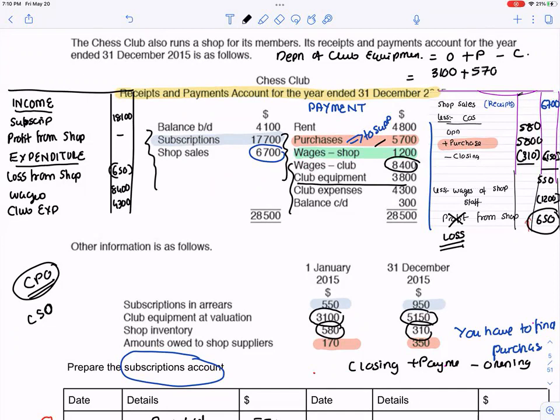Purchase is 3800. What is closing? Minus 5150. So 1750. So what will this be? Depreciation of club equipment, 1750. From income, you will minus your expenditure. You will get surplus or deficit.